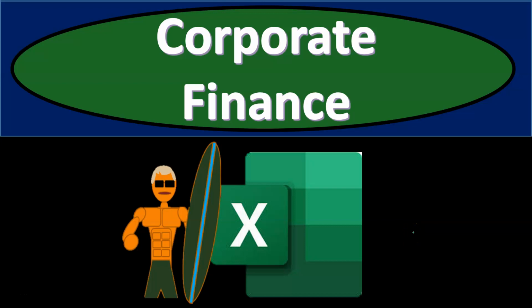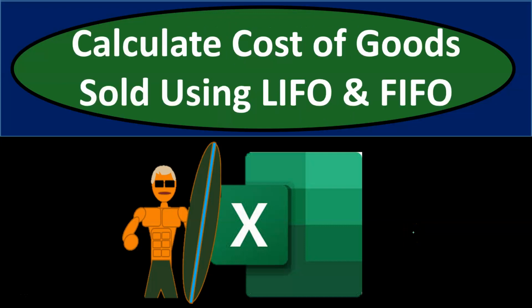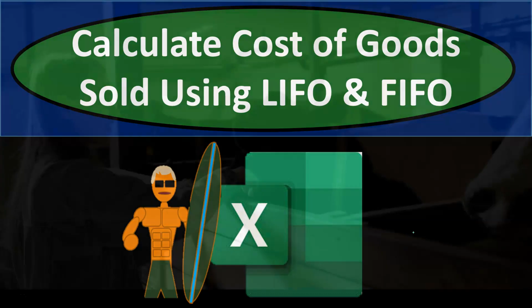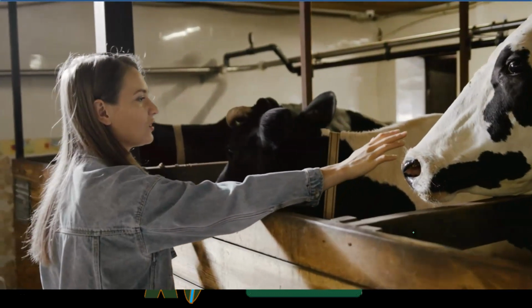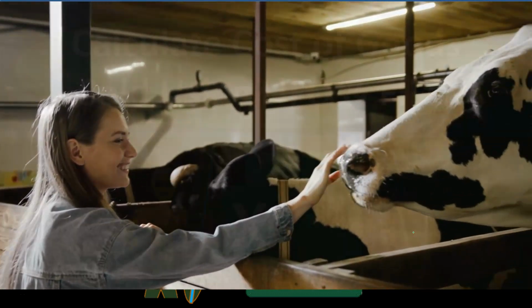Corporate Finance Excel Practice Problem. In this presentation, we're going to work a practice problem in Excel related to calculating cost of goods sold using both the last in, first out method and the first in, first out method, otherwise known as the LIFO method or the FIFO method.